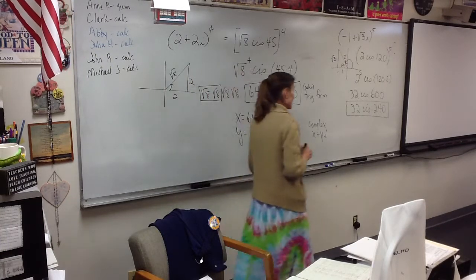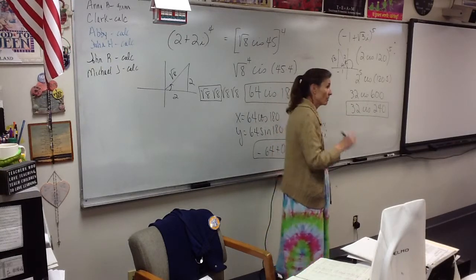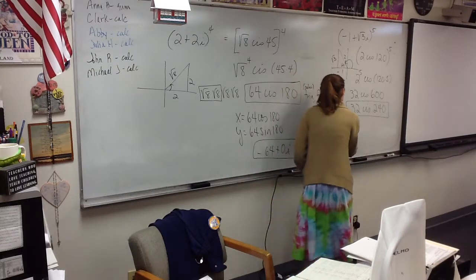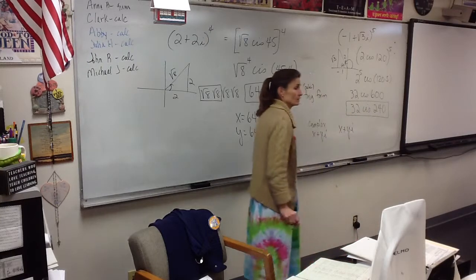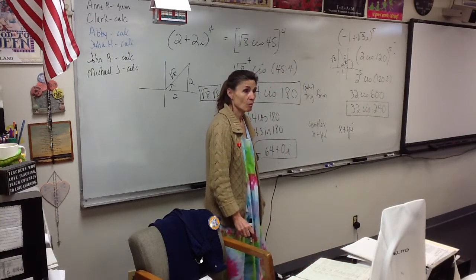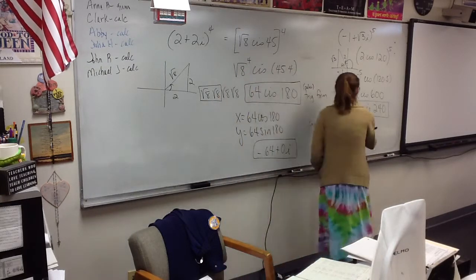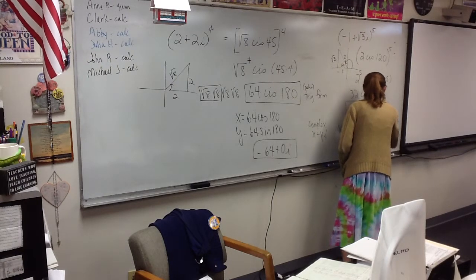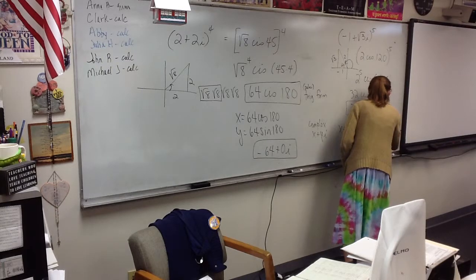But we need to answer in the other form too. They want 2 answers. They want the other form also. So we need the x plus yi form, which means you need x and y. How are we gonna find x and y? X equals 32 cosine 240, and y equals 32 sine 240.